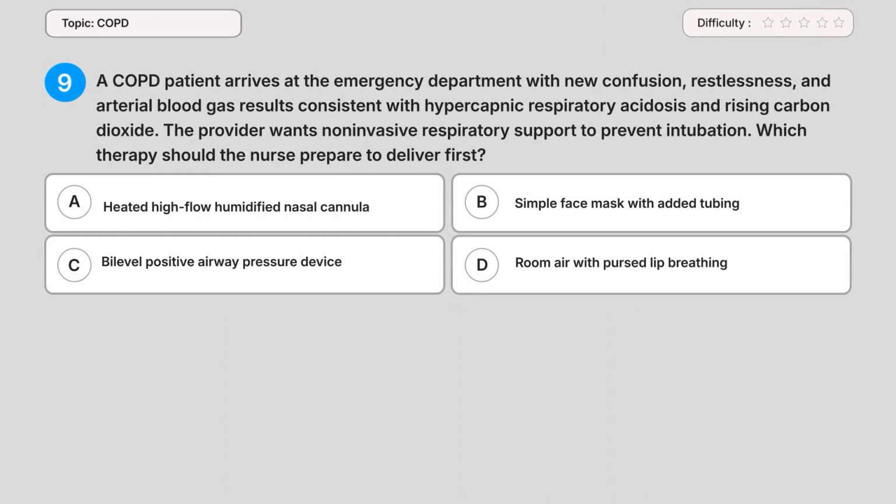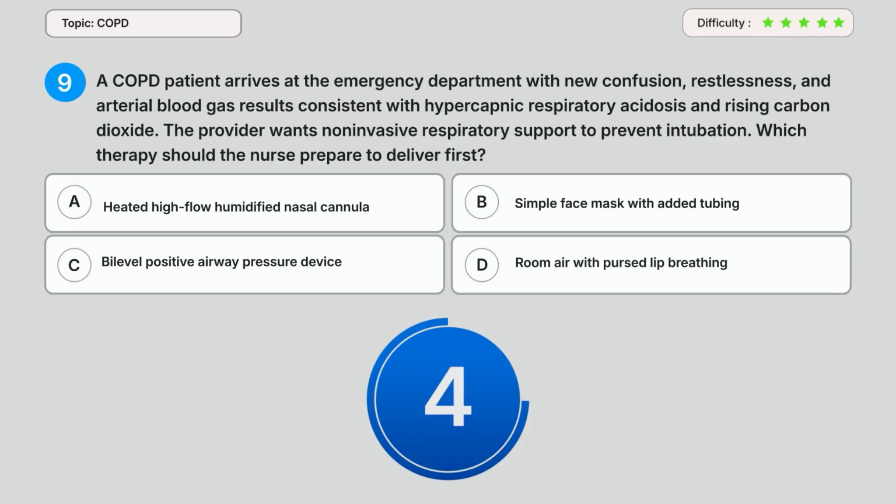Question 9. A COPD patient arrives at the emergency department with new confusion, restlessness, and arterial blood gas results consistent with hypercapnic respiratory acidosis and rising carbon dioxide. The provider wants non-invasive respiratory support to prevent intubation. Which therapy should the nurse prepare to deliver first? A. Heated high-flow humidified nasal cannula. B. Simple face mask with added tubing. C. B-level positive airway pressure device. D. Room air with pursed lip breathing. Do you know the answer?